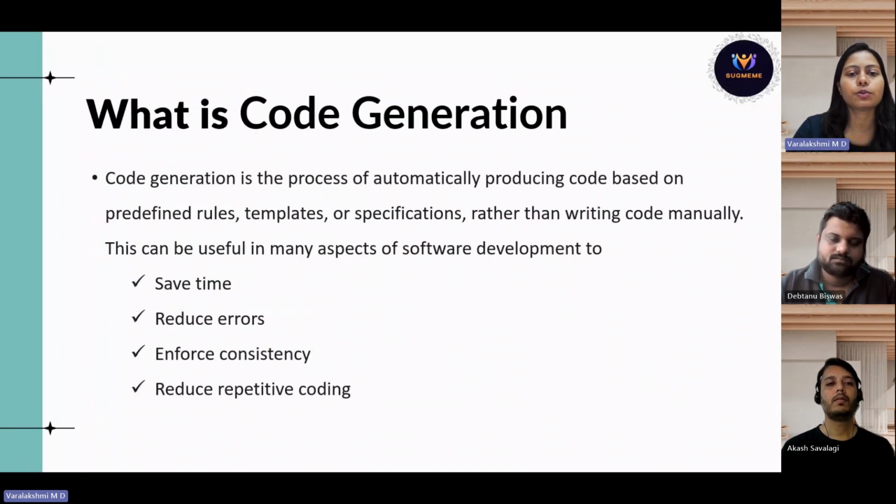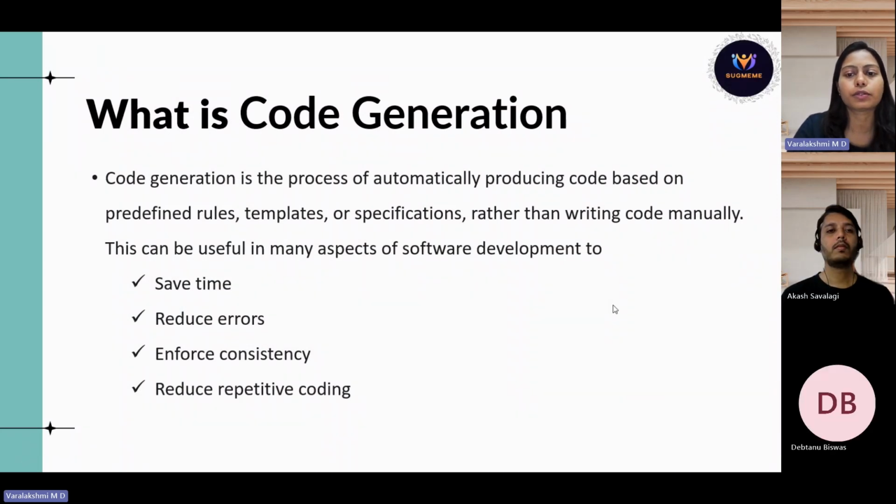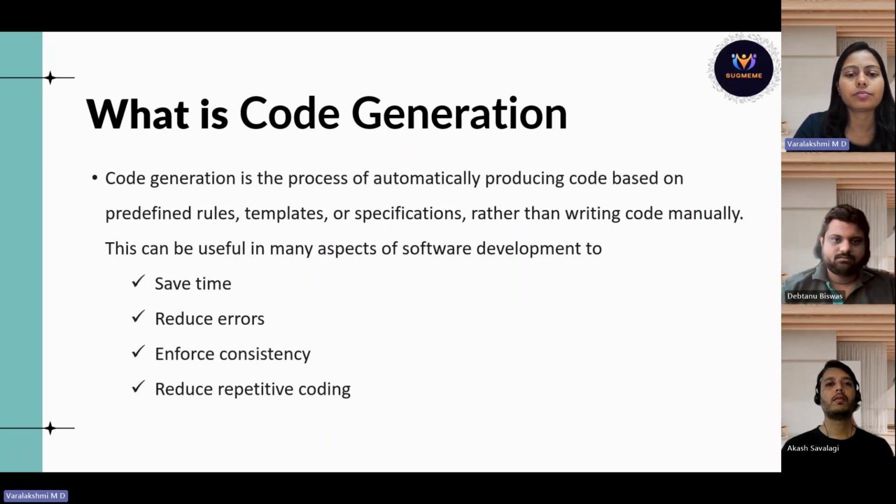So let's see what is code generation. Code generation is a process of automatically producing code based on predefined rules, templates, or specifications rather than writing code manually. The use of it is that it will save time first, reduce errors, enforce consistency, and also reduce repetitive code.